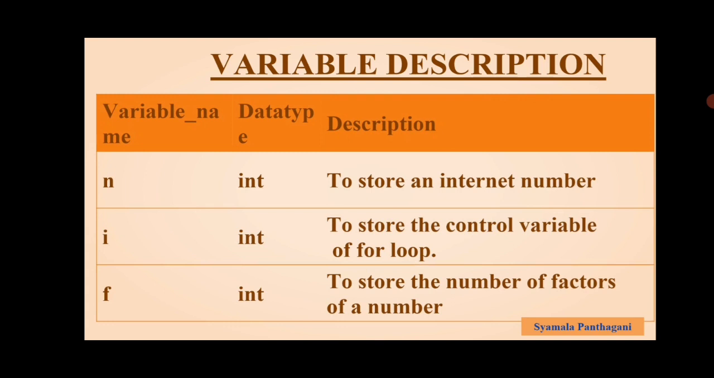n is an integer to store an integer number. i is an integer to store the control variable of the for loop. We are using i to control the for loop. And f is an integer to store the number of factors of a number. We are storing the number of factors of a number in the variable f.